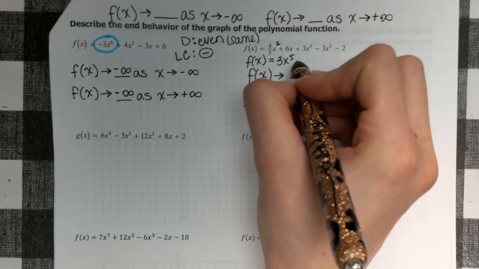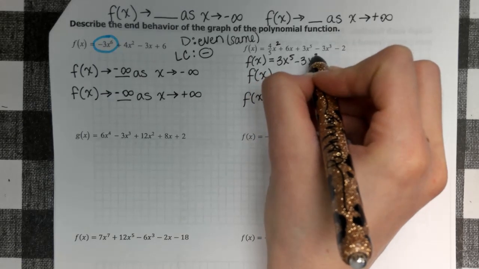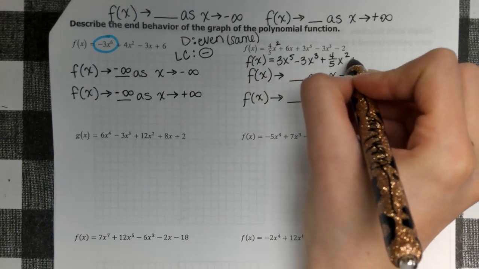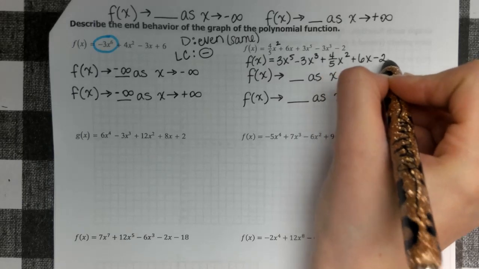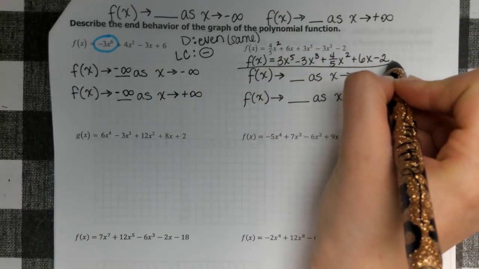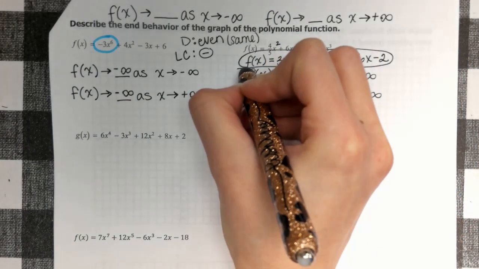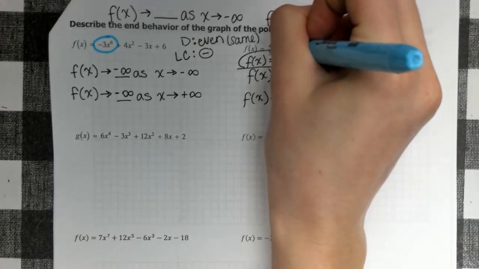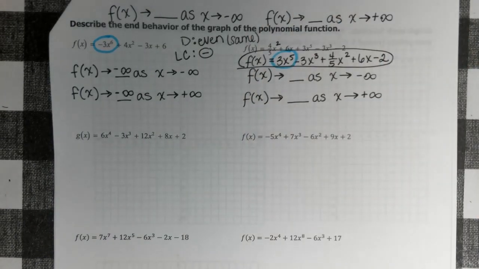3x to the 5th. Yes. Very good. So that is my function in standard form. So what term am I really looking at? The 4/5 x squared or the 3x to the 5th? 3x to the 5th. If you are not paying attention to standard form, you would have gotten this wrong.